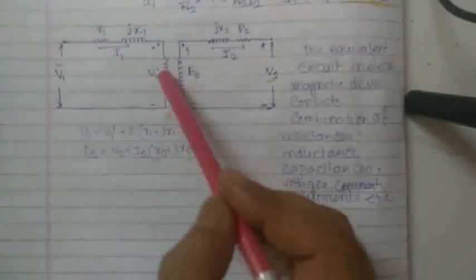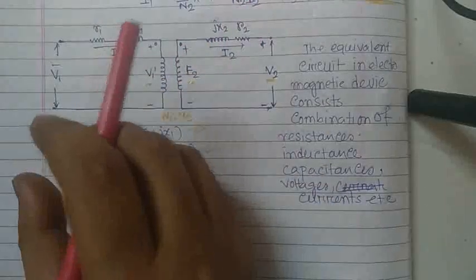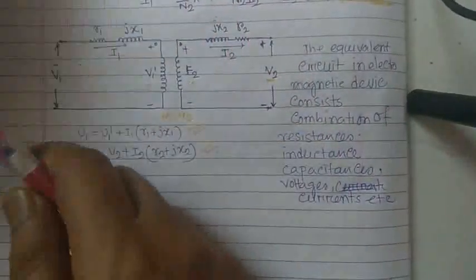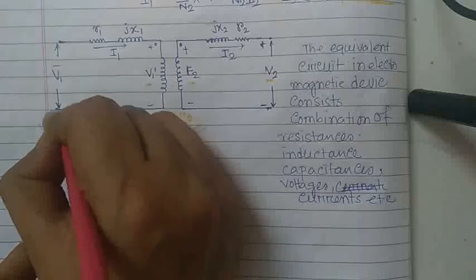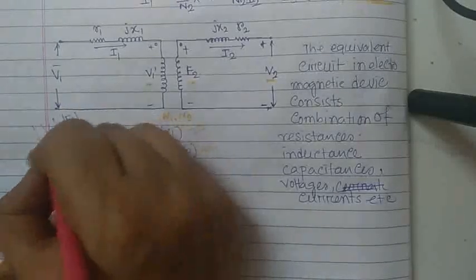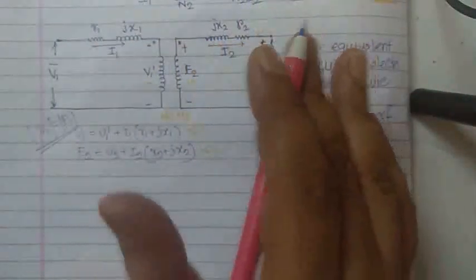Here the V1 dash is the voltage drop in the direction of I1. V1 dash actually does not depend upon the changes of load, that is no load to full load. The V1 dash magnitude depends upon the frequency, phi max and number of turns, so that we can say the magnitude of V1 dash equals E1. It depends only on the frequency, phi max and N1.